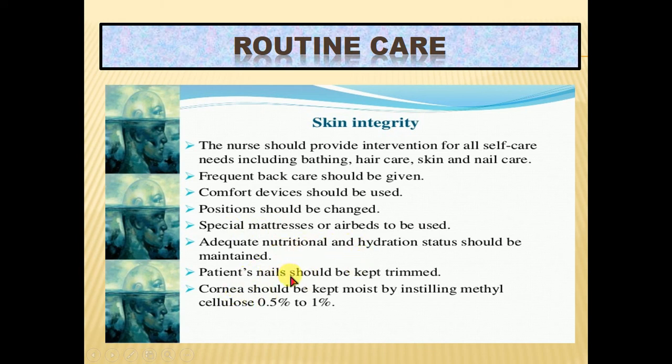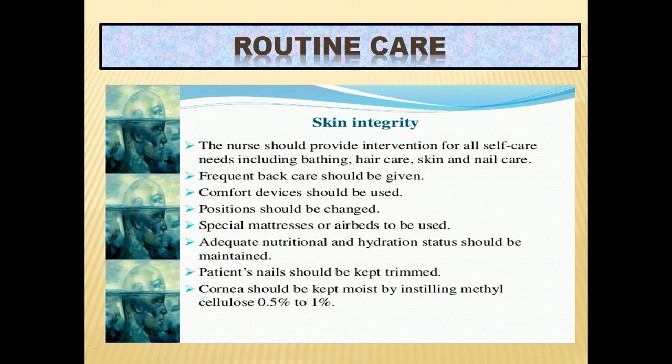Adequate nutritional hydration status should be maintained. Nails should be kept trimmed, otherwise the patient can injure himself. Then the cornea should be kept moist by instilling methyl cellulose 0.5 to 1%. Okay, because you must have seen unconscious patients, they will not be able to close the eyes. It may be either open or half closed. So there are chances that the eye may become dry. So what we need to do is instill methyl cellulose 0.5 to 1%.